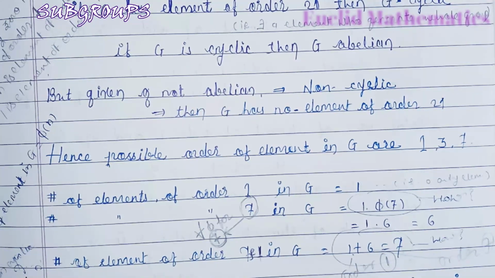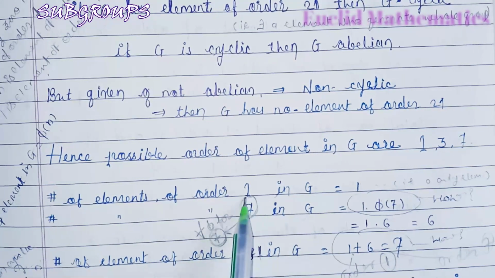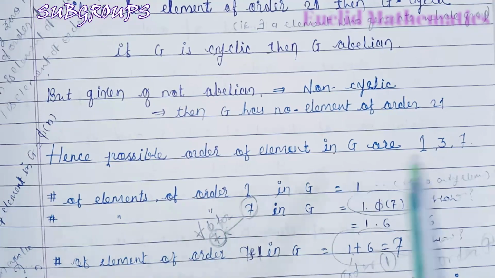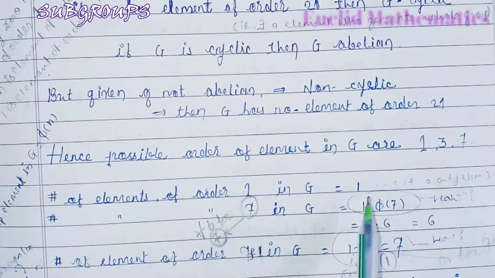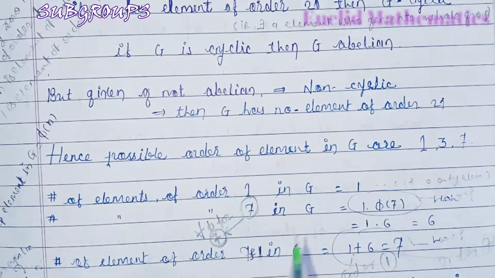Okay, the identity element is always present there. So if the identity element is there, then the number of elements of order 1 is just the identity element, whose order is 1. Okay, now let's go further. I got the first element of order 1. Now the next element, it is here 3 and 7.